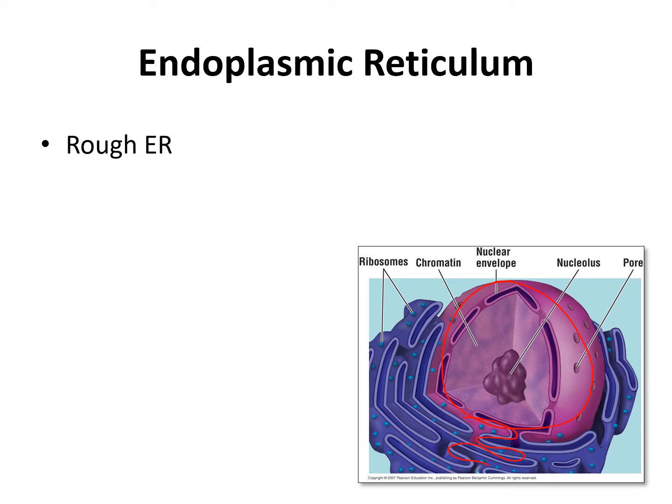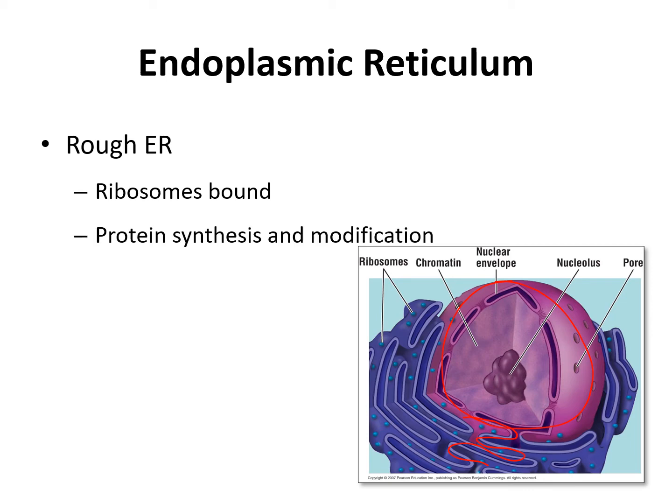There are two types of ER, the rough ER and the smooth ER. The rough ER has ribosomes bound to it, so it looks bumpy. That's why they call it the rough ER. And this is where protein synthesis and modification occur, because ribosomes produce the proteins, and those ribosomes are found on the rough ER.